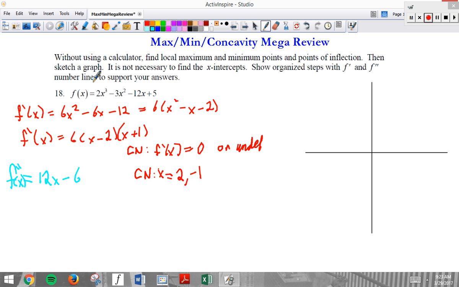Meanwhile, the possible points of inflection are the places where f double prime equals 0 or undefined. And for us, the only possible point of inflection would be 1/2.